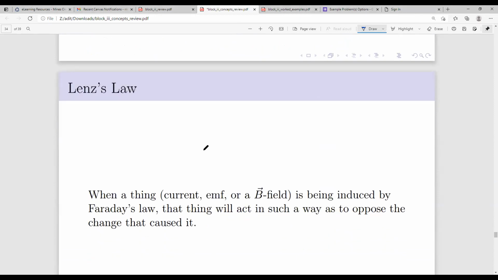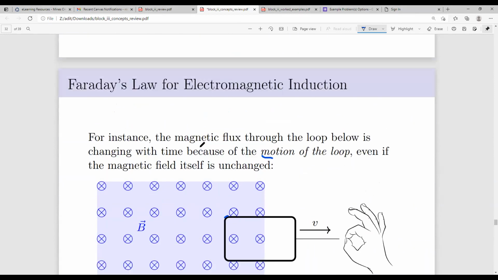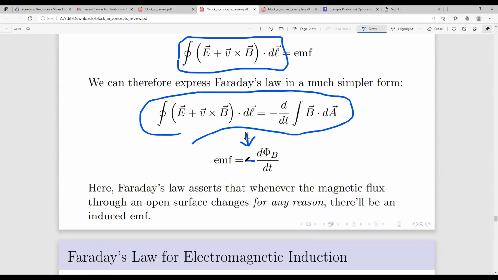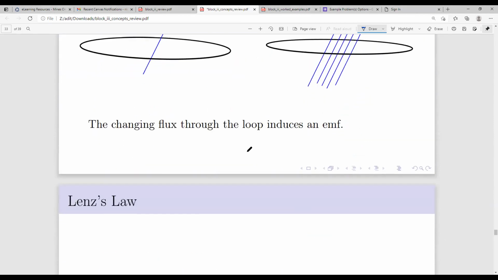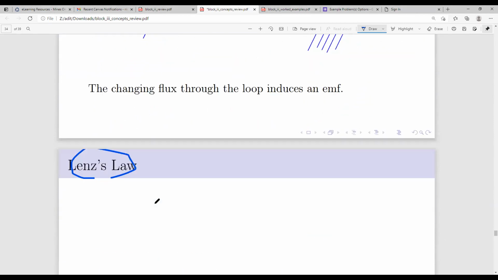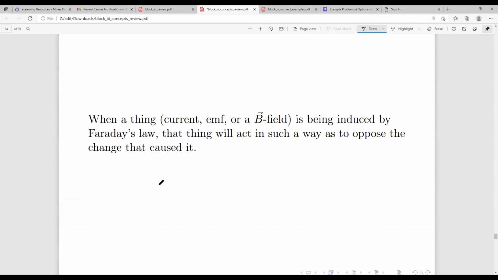Cool. So Lenz's law is sort of a supplement to Faraday's law. It's a conceptual way to explain where the negative sign in Faraday's law comes from, because we rarely ever care about the negative sign. Usually problems ask us for the magnitude of induced EMFs, so we can usually just forget about it. But that negative sign is secretly reminding us of Lenz's law. It tells us that whenever you have a current or an EMF or a B field being induced by Faraday's law, the induced effects will act to oppose whatever changes caused them.